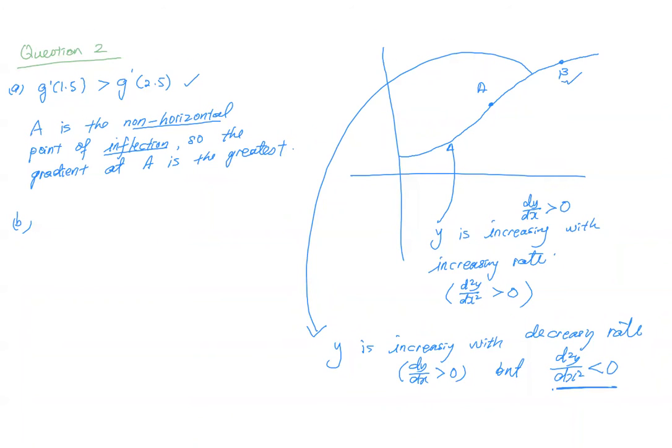Then the first one. So g double prime of 2.5 is less than 0 because y is increasing with decreasing rate. Or you can say because the y graph is concave. But it's better to say because y is increasing with decreasing rate. Are you clear?